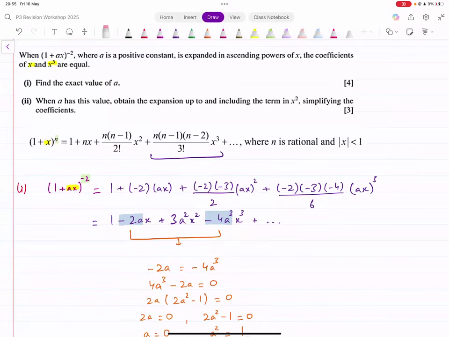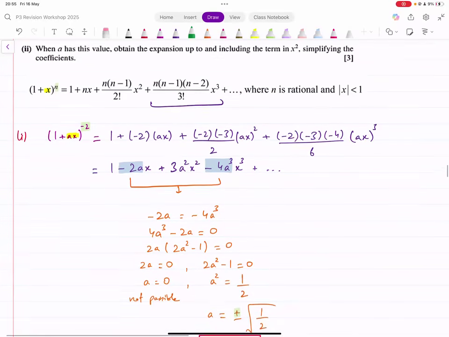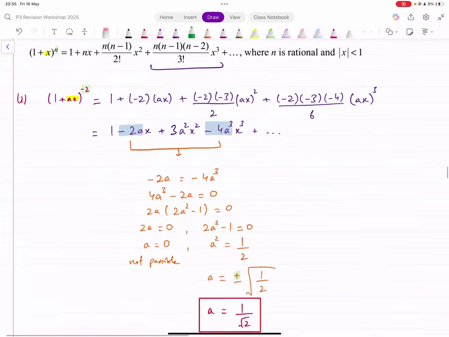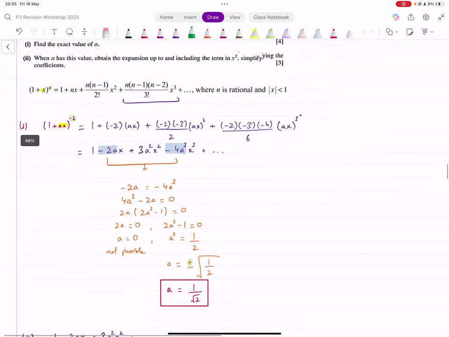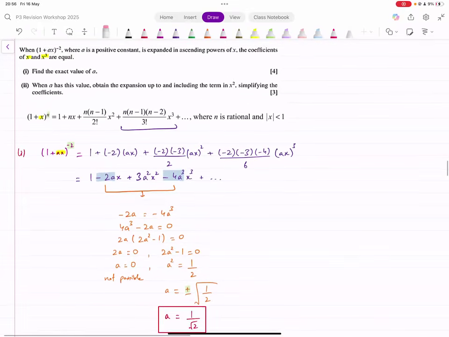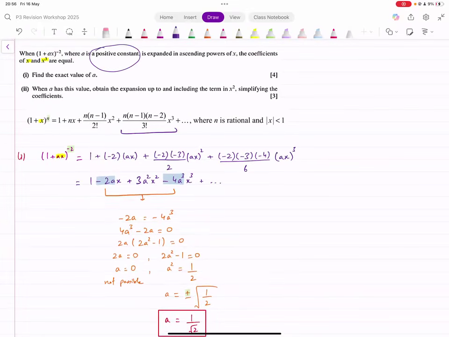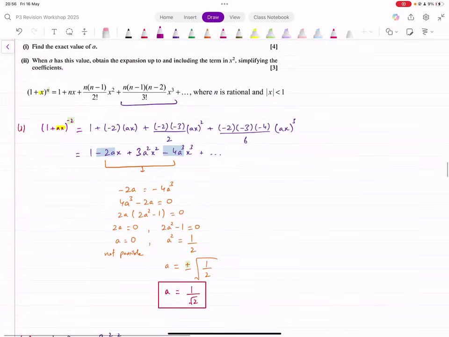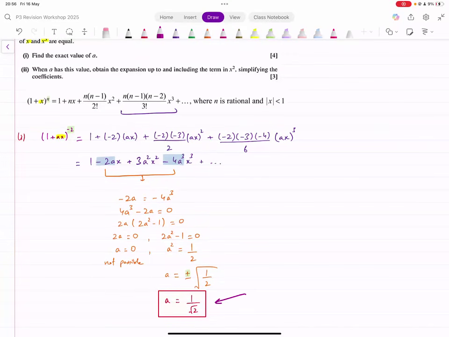You equate both of them, and that gives you one possible value of a, that is 0. But that's not possible because the question said that a is supposed to be a positive constant. The other possible value of a that we get is 1 over under root 2. We ignore the negative here as well because a is supposed to be a positive constant. And the value of a that we end up getting from this is 1 over square root of 2. And that is our final answer.